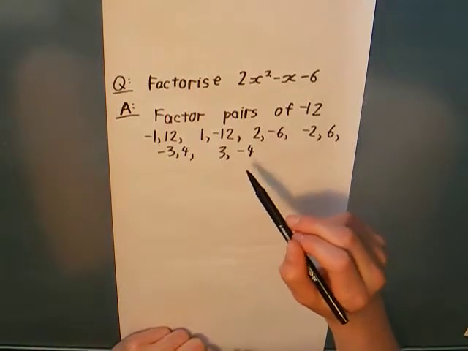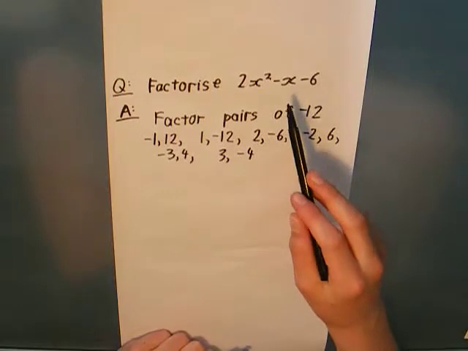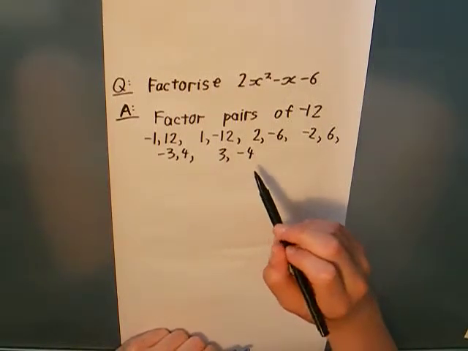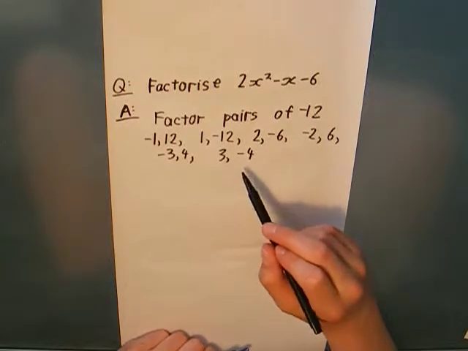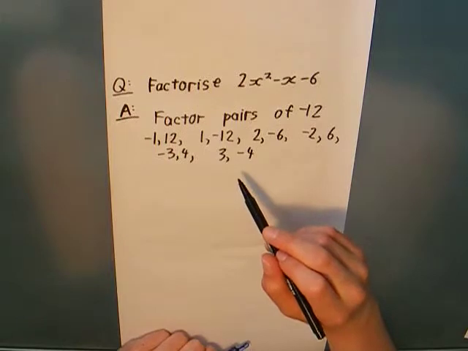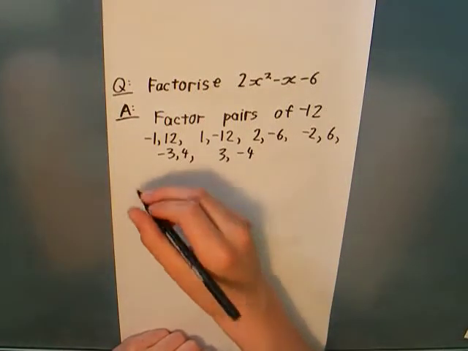Okay, so again, you're looking for the pair of these that sums to the coefficient of x, in this case negative 1. You can probably see quite easily that the pair that does have that property is 3 and negative 4, as 3 plus negative 4, or 3 minus 4, is just minus 1. So now the key step, you write it like this.